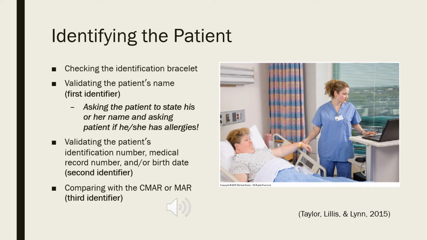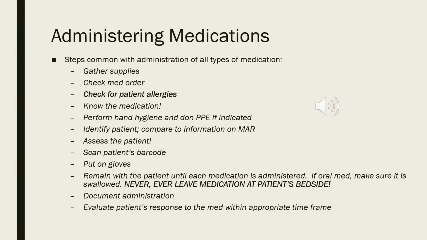You will identify your patient. You'll check the identification bracelet and have them verbalize their name, date of birth, and ask them if they have allergies while looking at the name band and looking for an allergy band. You will compare that against the medication administration record and the electronic medical record, as you did in the other administration of medications. And make sure you follow these steps no matter what type of medication you're administering.